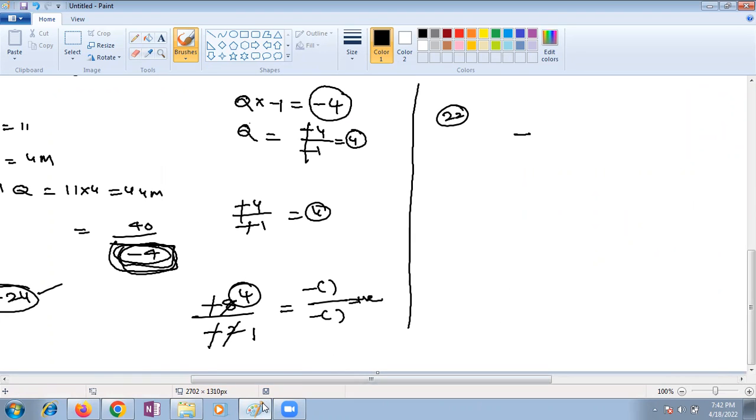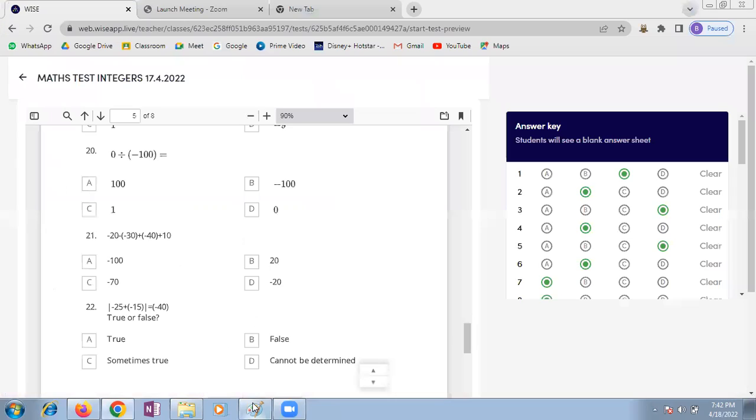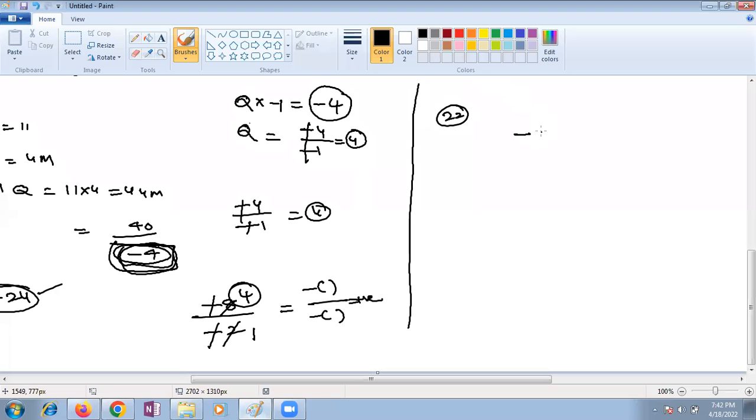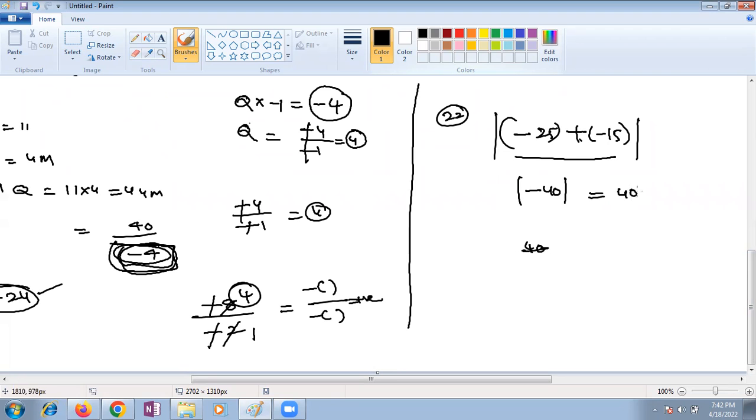That's why I'm telling you here also: modulus. You see here, negative 25 plus negative 15. Absolute value means what you should do, children? Ma'am, you should not see the sign. Fine. First, as it is, you have to add. It's negative 40 you will get. Absolute means you can always consider it equal to 40.